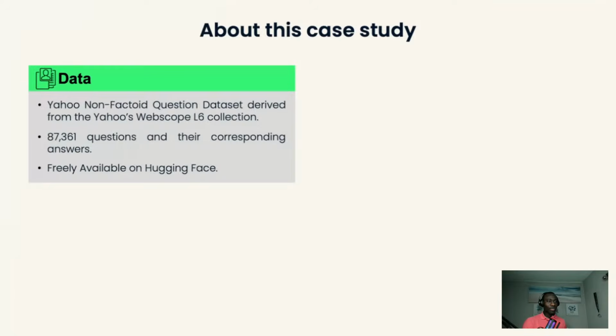The data set that we'll be using today is the Yahoo non-factoid question answering data set, which is derived from the Yahoo Webscope collection. This is a data set with more than 87,000 questions and their corresponding answers. The data set is freely available on Hugging Face, and we will be loading it from Hugging Face for this code-along session.